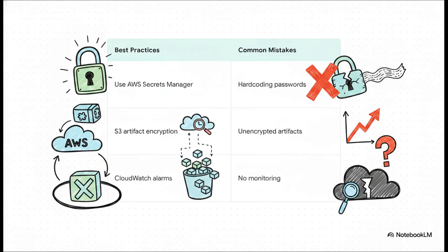Always upload your Code Build artifacts to S3 with both versioning and encryption enabled, rather than leaving them sitting there unprotected. And finally, always set CloudWatch alarms for your metrics. Never just deploy manually in the dark without monitoring.